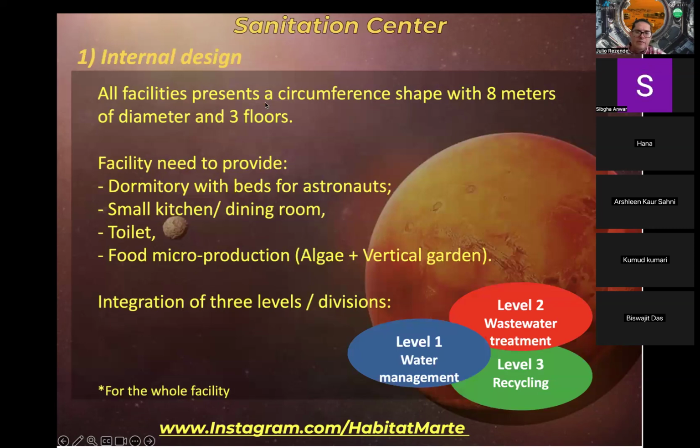All facilities have a circular shape with 8 meters of diameter and 3 floors. The facility needs to provide dormitory beds for astronauts, a small kitchen, dining room, toilet, food micro-production with algae and a vertical garden, and also the integration of these 3 levels. In this case, we imagine level one for water management, level two for wastewater treatment, and level three for recycling.